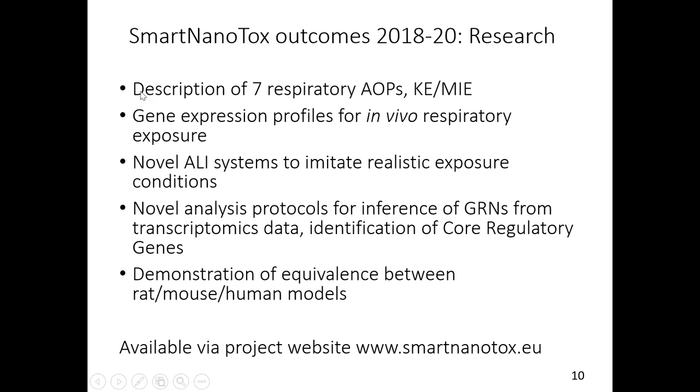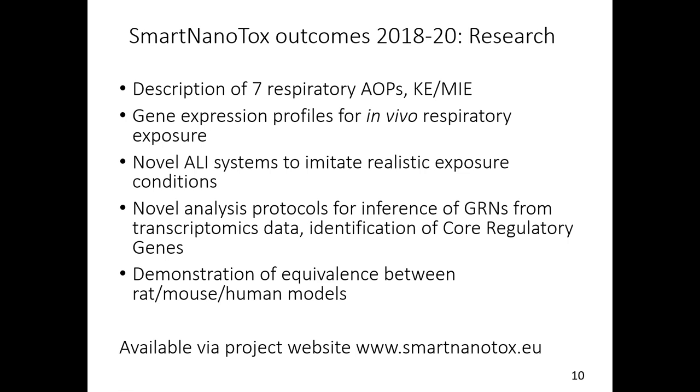To be more specific, first, at least those that can be used for academic research. It's a description of respiratory adverse outcome pathways. Ulla will tell you more about those. They're initiating events and key events. Gene expression profiles, so we do a lot of omics using in vivo samples for in vivo respiratory exposure. Then air liquid interface systems to imitate realistic exposure conditions. That can also be used for research purposes as well as for industry and regulation. Then novel protocols for inference of gene regulation networks from the omics data. So we have this expertise in the project as well.